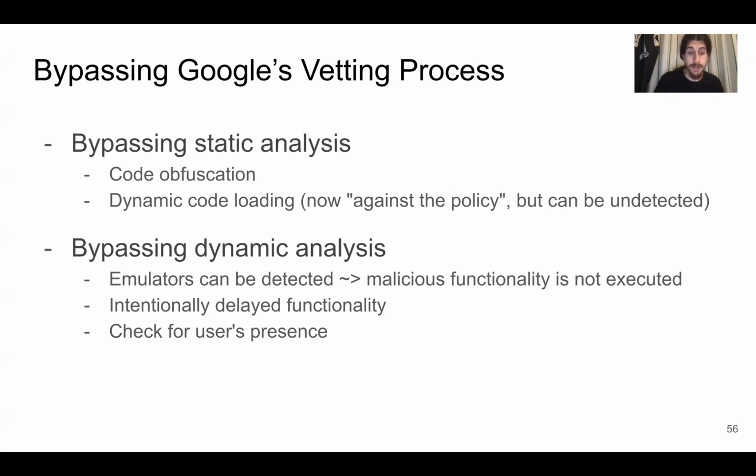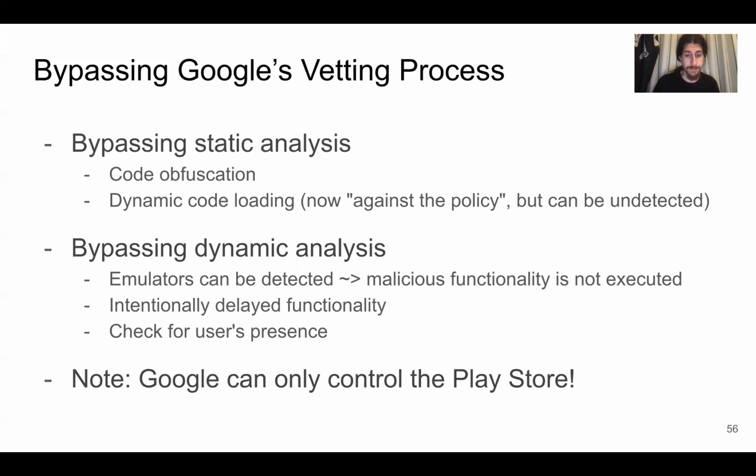A malicious app could also check for the user's presence. So it tries to investigate whether in the environment there is a user. If not, it wouldn't do anything. So it would do something only if it's really sure that there is a user using the phone. And again, it could be tricky for automatic systems to really simulate correctly the presence of the user. And again, it's the classic arms race. So there are several tricks to bypass this as well.